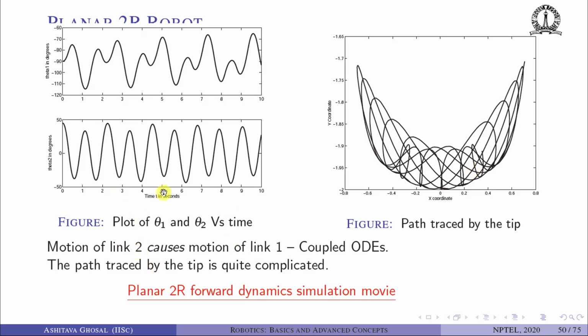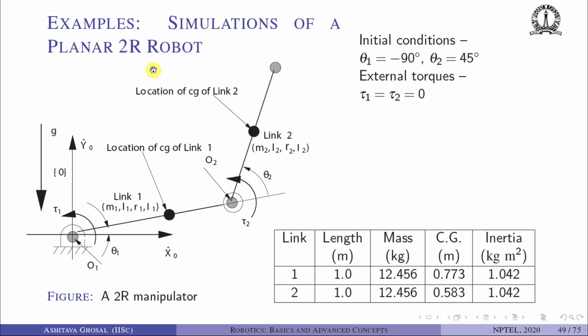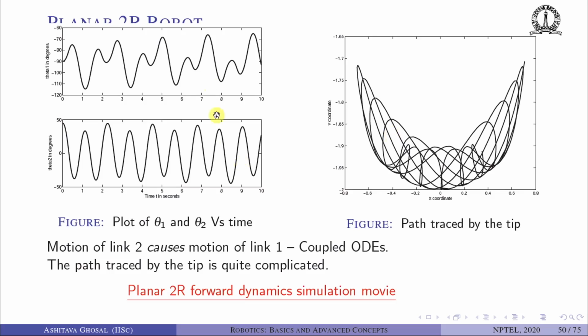So what is the first important thing? That the motion of link 2 causes a motion of link 1. Remember, the first link is hanging vertically down and the second link is displaced by 45 degrees, and there are no torques acting on this link. So intuitively one might think that only the second link will oscillate, but that is not true. The motion of the second link causes the motion of the first link, and the path traced by the tip is quite complicated.